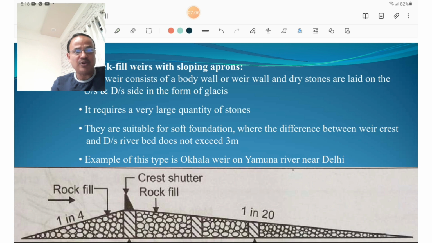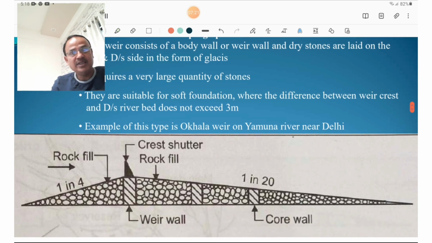They are suitable for soft foundation where the difference between the weir crest and the downstream river bed does not exceed 3 meters. Means the level difference between the upstream side or weir crest and the downstream side of the river bed does not exceed 3 meters. An example of this weir is the Okhla weir on the Yamuna river near Delhi.